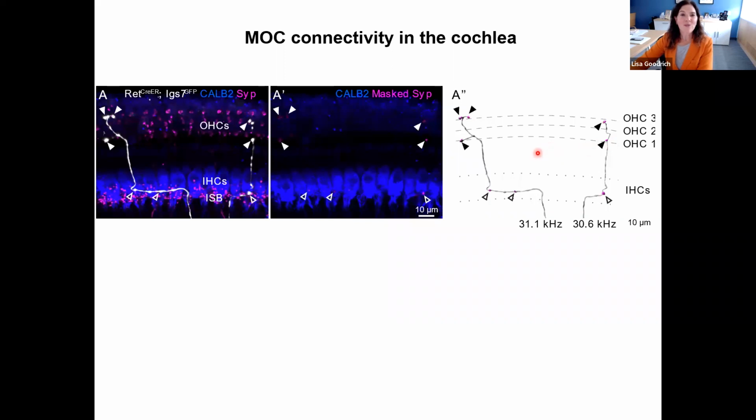So first of all, we saw morphologies that were expected for MOCs, with puncta where we would expect to see them amongst the outer hair cells. But in addition, we also saw puncta down here in the interspiral bundle, where SGNs are interacting with inner hair cells. And this was really gratifying because this fit with some recent EM studies reporting that MOCs, in fact, do make synapses with spiral ganglion neuron terminals. And so this gave us a lot of confidence that our method is very sensitive and accurate.